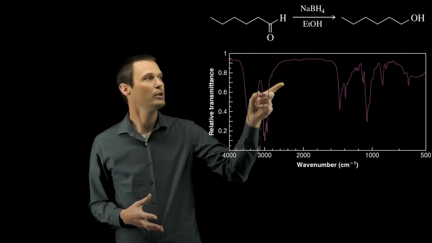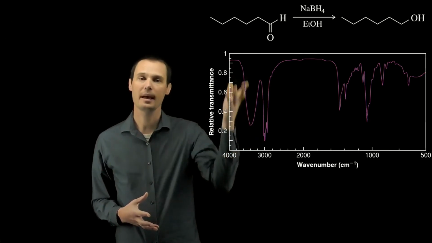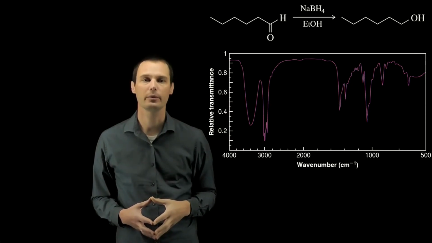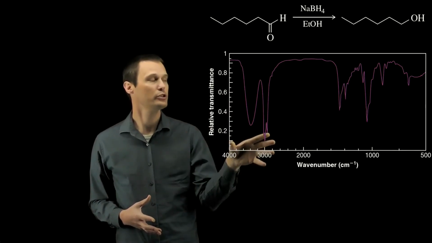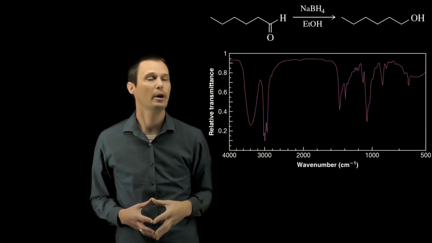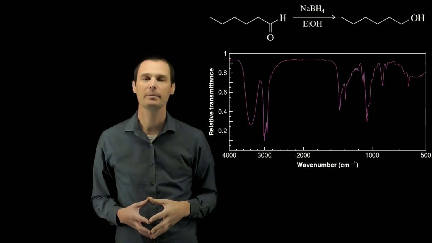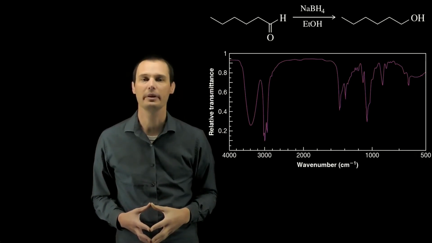Furthermore, my product should have an alcohol O-H bond in it, and my IR does have a characteristic alcohol stretch around 3300. So that tells me that whatever this structure is does have an alcohol. Knowing the starting material I started with and the product I was trying to form, the fact that I see an alcohol in the IR but not a carbonyl tells me that this reaction was successful in this reduction.